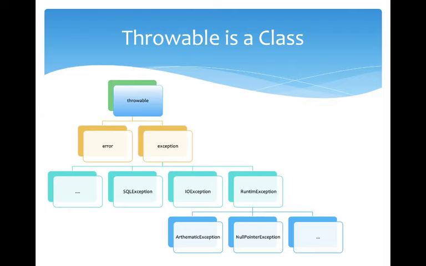Now in Java, I'll not go into detail about inheritance and all. As you guys know, if you extend some other class, you'll be able to use the methods inside that class, right? So Exception is a subclass of the Throwable class, and it extends the Throwable class. Okay, similarly Error is also a subclass, and it extends the Throwable class.